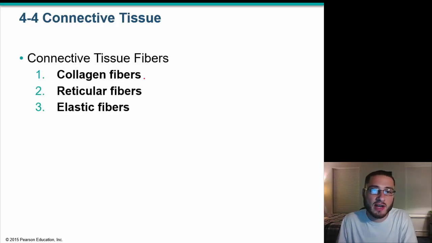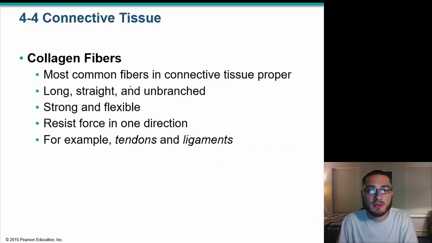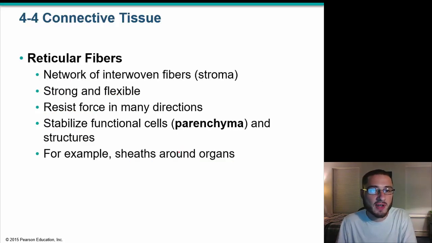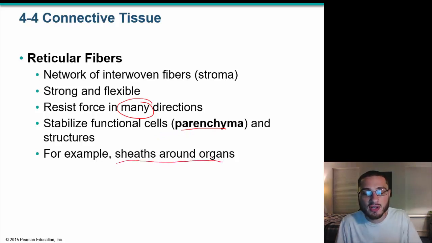Connective tissue fibers, you have collagen fibers. I'm sure you've heard about collagen. Reticular fibers, elastic fibers. Collagen fibers are the most common fibers in connective tissue proper. Long, straight, unbranched, strong, and flexible. They resist force. The examples given here are tendons and ligaments. Reticular fibers are interwoven fibers, also strong and flexible, resist force in many directions. They stabilize functional cells, parenchyma and structures, for example, sheaths around organs, coverings of organs.